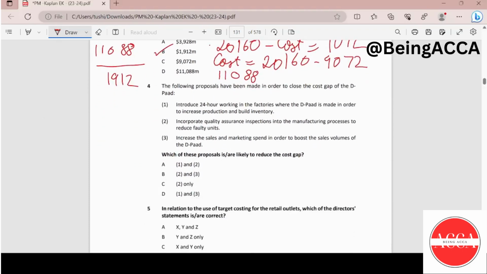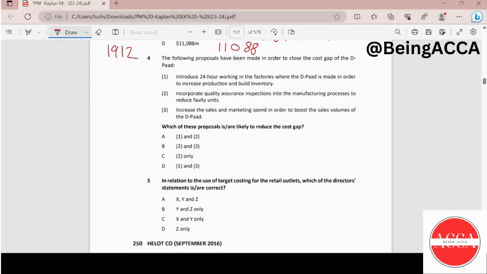Moving on to the fourth question, it says the following proposals have been made in order to close the cost gap of the DPAD. Introduce 24-hour working in the factories where the DPAD is made in order to increase production and build inventory. Now, which of these are likely to reduce the cost gap? Since you are introducing 24-hour working, you will have to pay your labor a lot, and this will not work to reduce the cost gap.